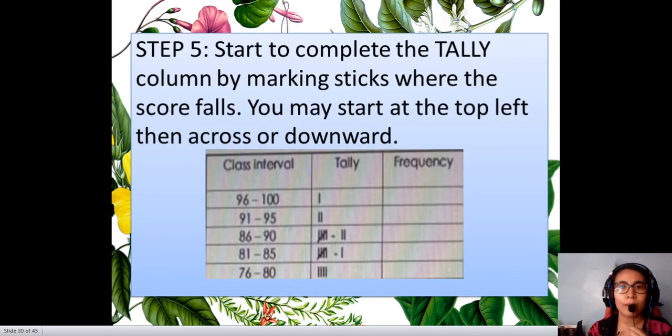Then we have step 5. Again, step 5 is for our tally column, by marking sticks where the score falls. You may start at the top left, then go across or downward.